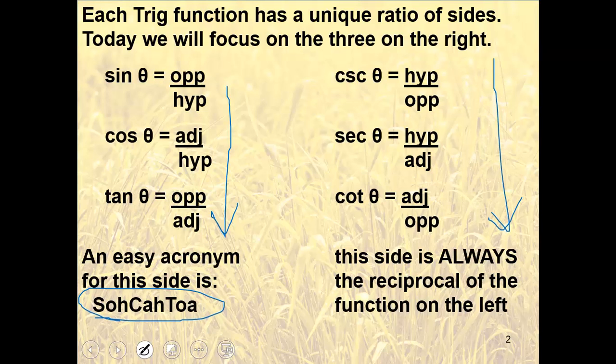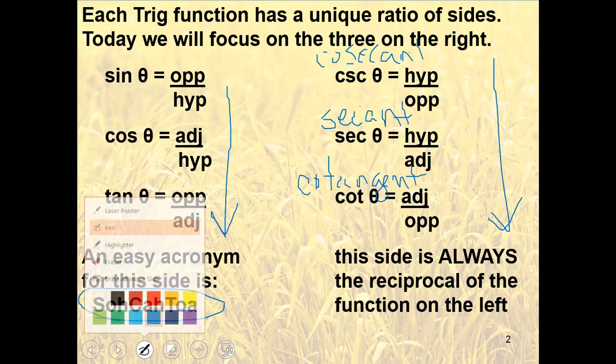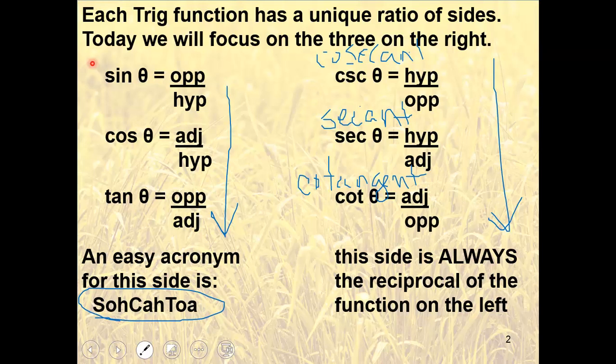The cosecant, this is cosecant, this is secant, and this is cotangent. And these are reciprocals of the ones across from them. So I always write my 6 functions in the exact same order on my paper.